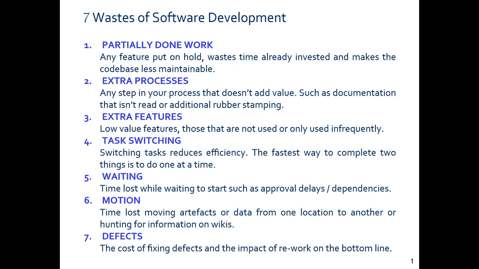Motion, that is time lost moving the artifacts or data from one location to another or hunting for information on wikis. A lot of time has been invested in gathering up the resources, typically creating the surveys and so on. About the missing information, you can't help it, or sometimes incorrect information is populated. So these are the dangerous signs. And defects, fixing up the defects and the impact of the rework, all of this will be creating problems, right?